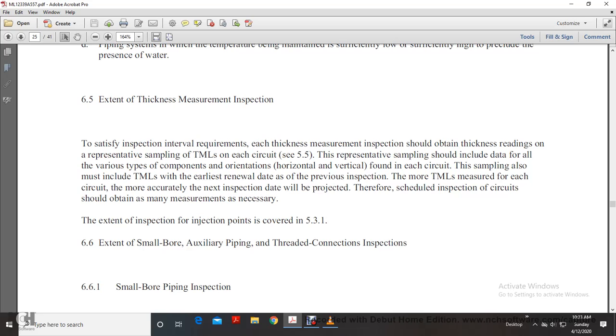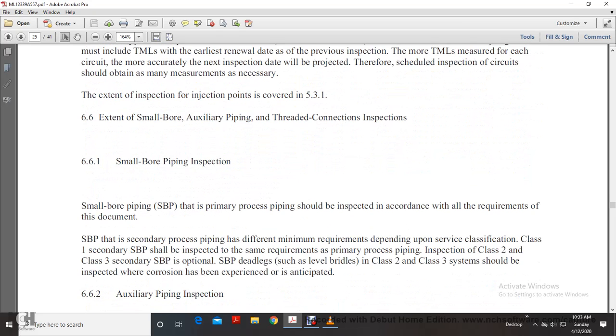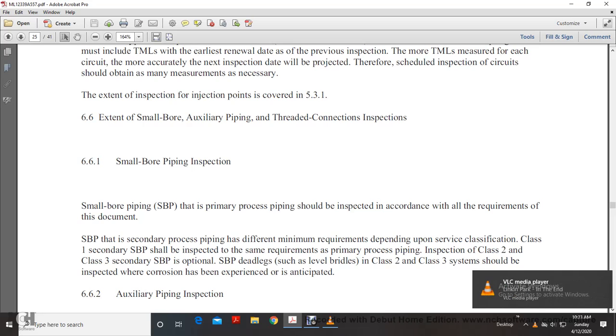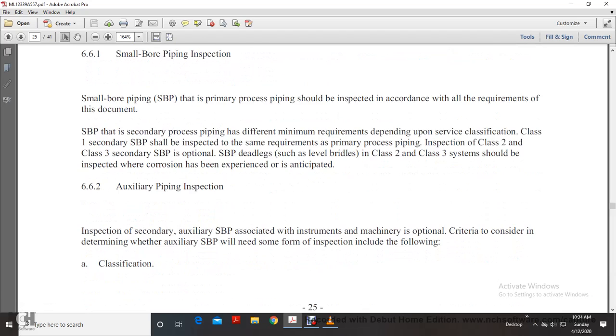The extent of the inspection for injection points is covered in 5.3.1.6. Extent of small bore auxiliary piping and threaded connection inspection. Small bore piping inspection: small bore piping that is primary process piping should be inspected in accordance with the requirements of this document. Small bore piping that is secondary process piping has different minimum requirements depending on the service classification. Class 1 secondary small bore piping shall be inspected to the same requirements as primary process piping. Class 2 and 3 secondary small bore piping inspection is optional. Small bore piping dead legs in Class 2 and 3 systems should be inspected where corrosion is experienced or anticipated.